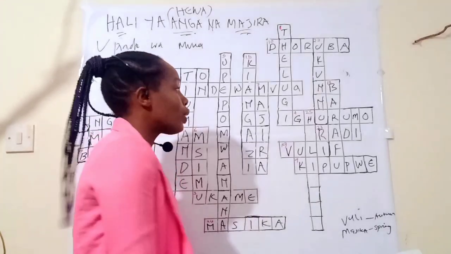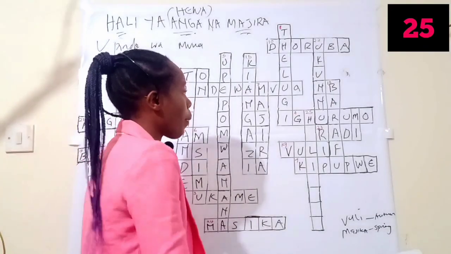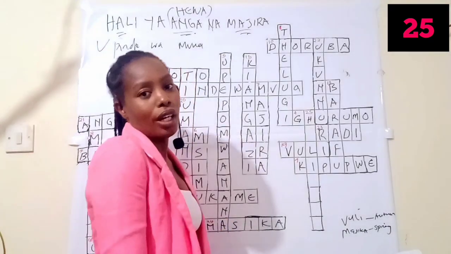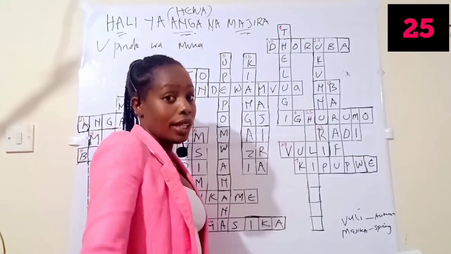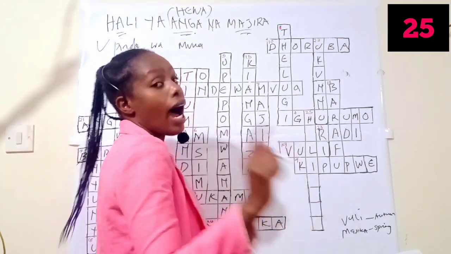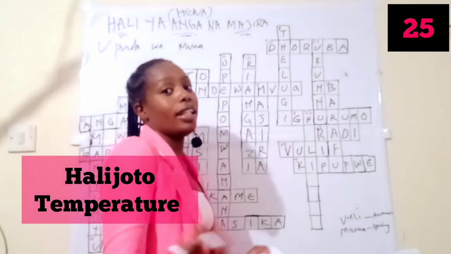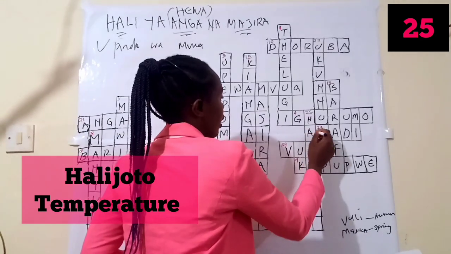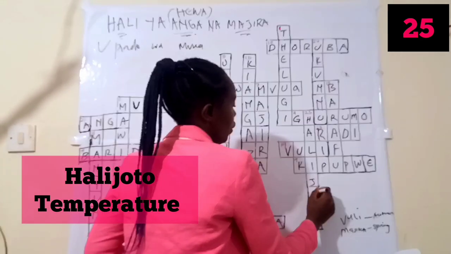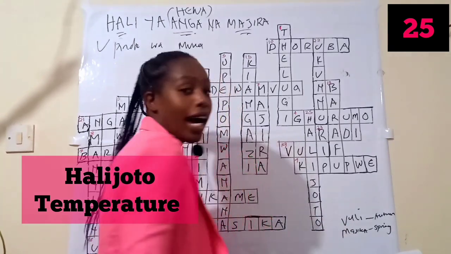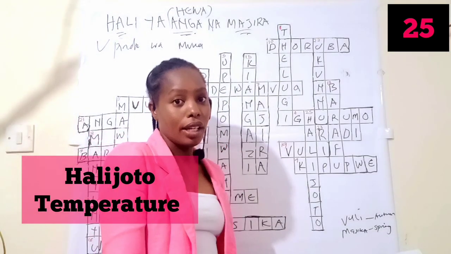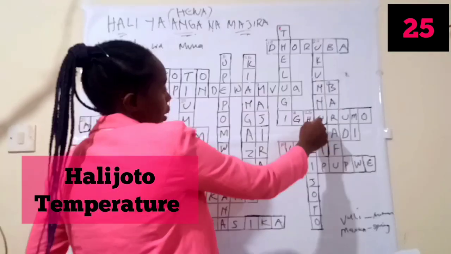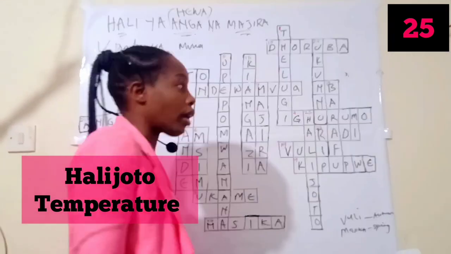Okay, let's do the last one, number 25. Number 25 is temperature. Temperature in Swahili, you can say hali joto. Hali joto, which is number 25. Hali joto. Temperature.